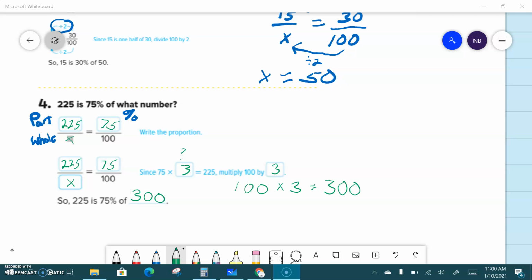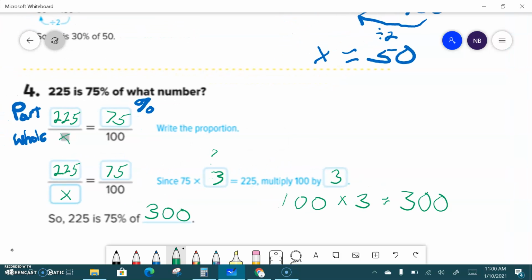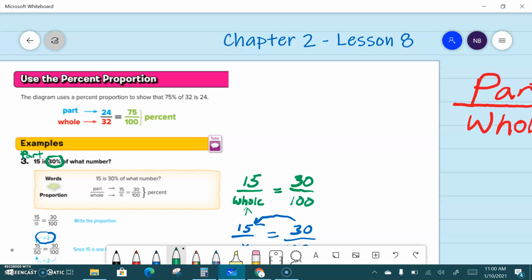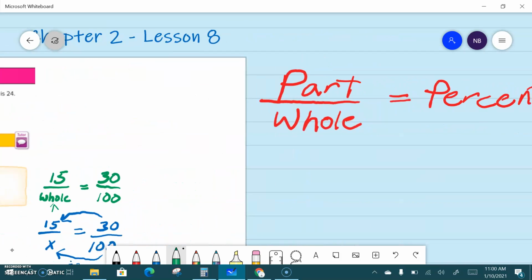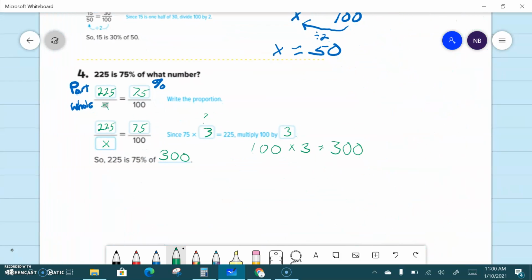Okay, let's look at what's going on here for number 4. All right, I filled in everything here for you. So let's just kind of look at what's going on here in the box. All right, so the question is 225 is 75% of what number? All right, so it's part over whole. Just remember that because that's our main formula. The main formula we're using is part over whole equals the percent. Okay, so what we have here is part over whole equals percent. And when we write percent, we write it as a fraction as 75 over 100.